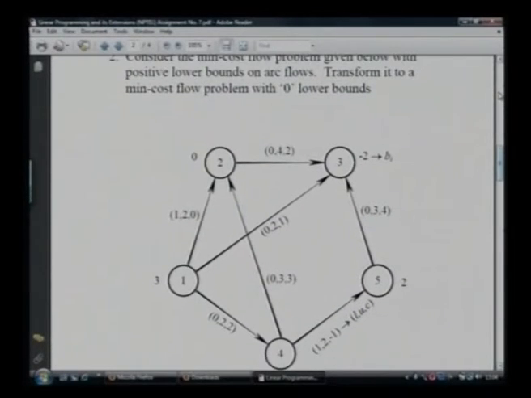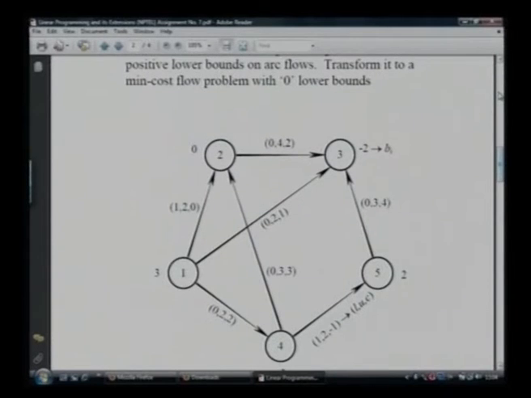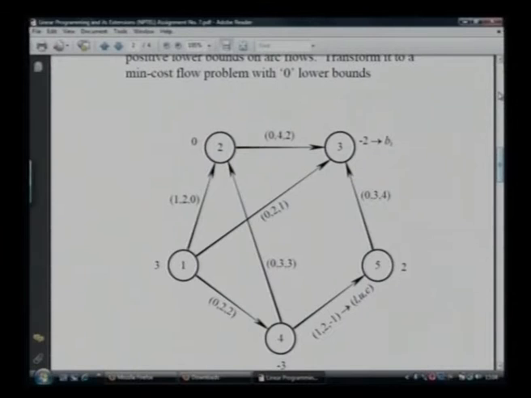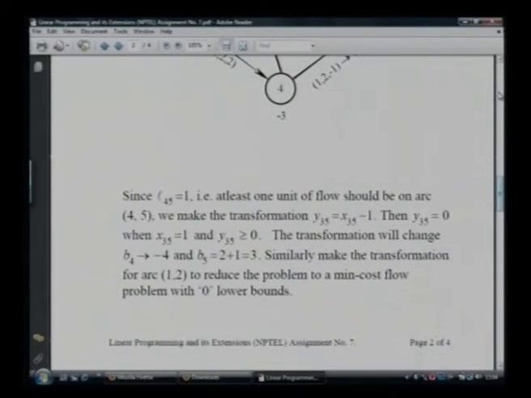Similarly, the lower bound on the arc 4, 5 is 1 unit. So, here I will reduce the demand. The demand will become -2, and because I am sending 1 unit to 5, the supply at 5 will become 3. This is the idea. Once you do this, you can solve the new problem as a min cost flow problem with 0 lower bounds, because our algorithm is designed for lower bounds being zeros. One can modify it, but then it becomes very cumbersome. So, this is what I have explained to you here.